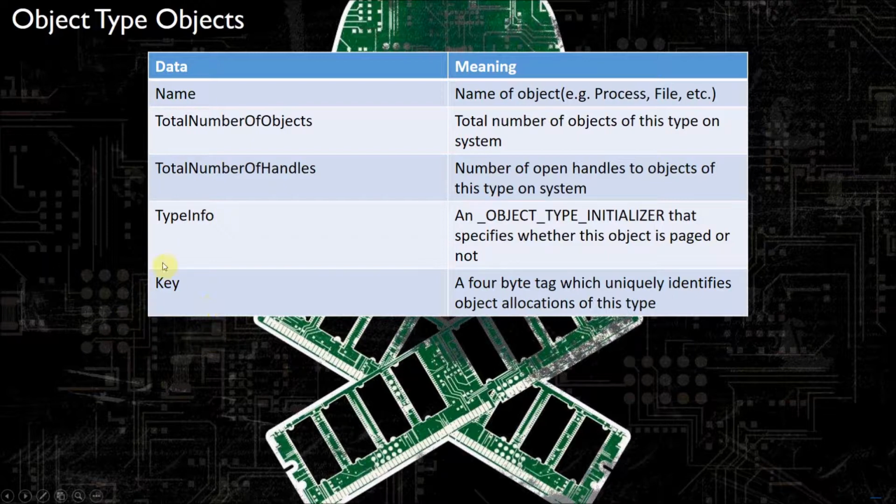And then the last piece of data specified in object type objects is the key. A key is just a 4-byte tag which uniquely identifies object allocations of this type, and this is used in the next few slides. Basically, you can think of a file key as the word file, F-I-L-E. Process is proc, P-R-O-C, and there are useful acronyms like that for the rest of the object types that you can have.